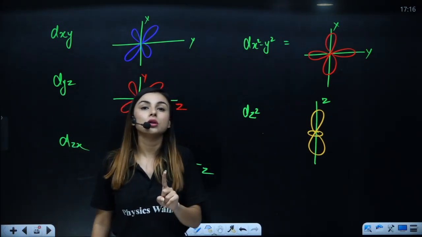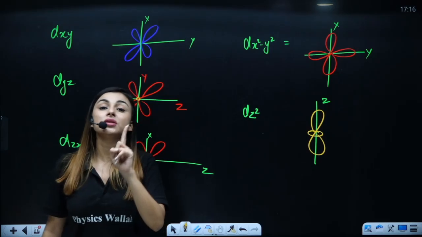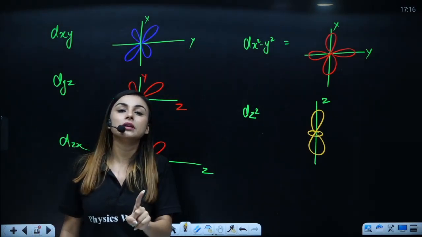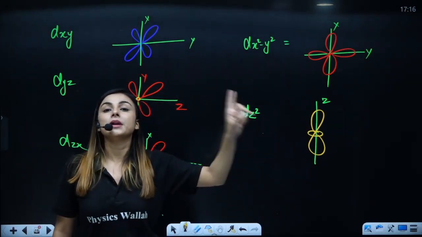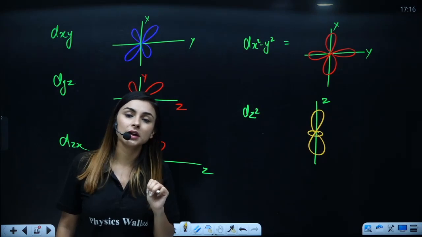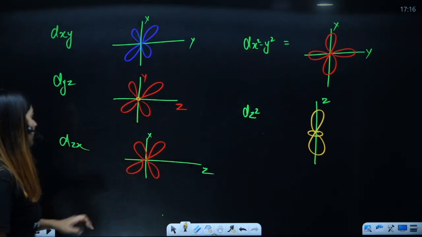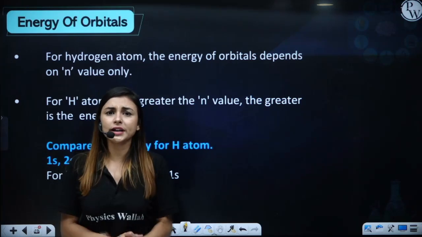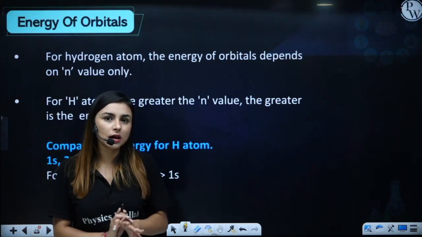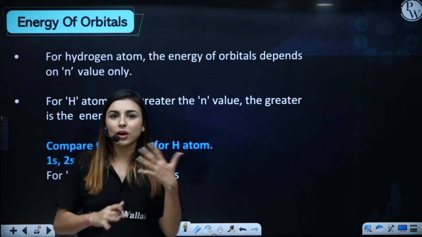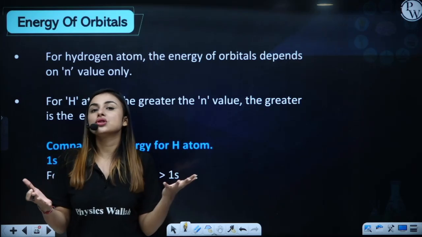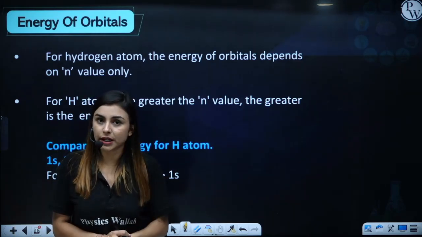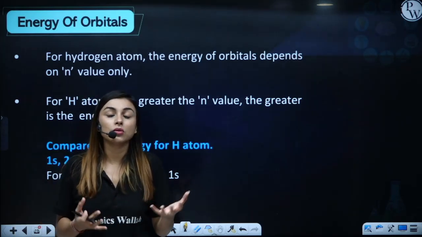The shape is given by azimuthal quantum number. But the information about orientation is given by magnetic quantum number, which is your third quantum number. Clear? Yes. Let's move forward. Now, my dear students, I got this point. Now, we are going to understand something about the energy of orbitals. You have different orbitals and the energies of different orbitals are also different. How are you going to know about the energies?